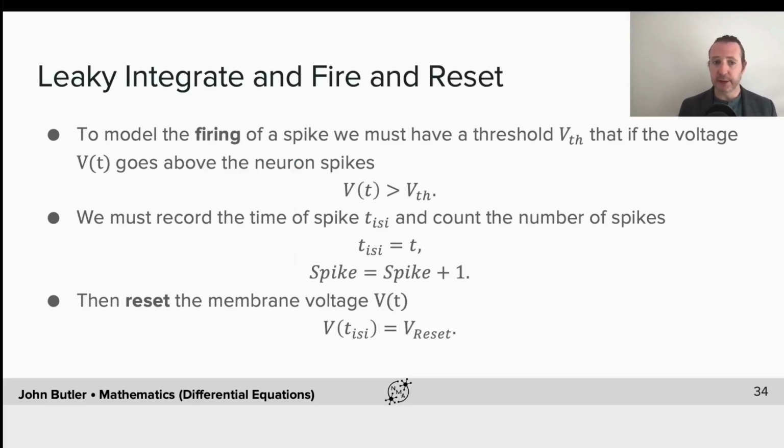To model the firing of a spike, we must have a threshold. And above that threshold it fires, and below that threshold it obeys the dynamics of the equation. So if the membrane potential V(t) goes above the threshold V_th, then we have a spike. We should record the spike time and number of spikes. And then we reset to start again.